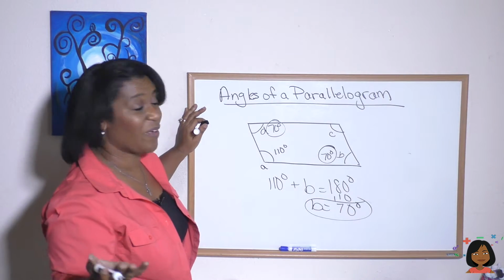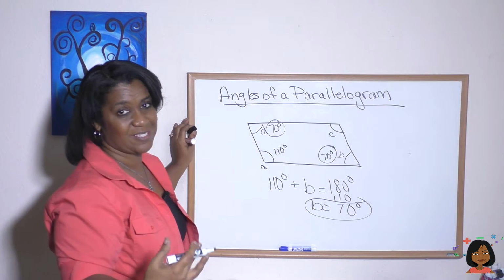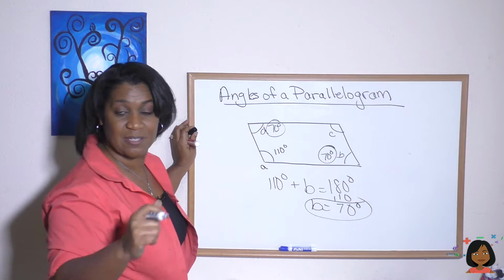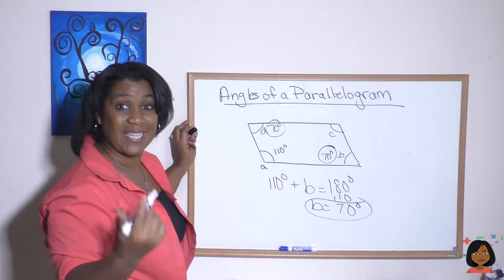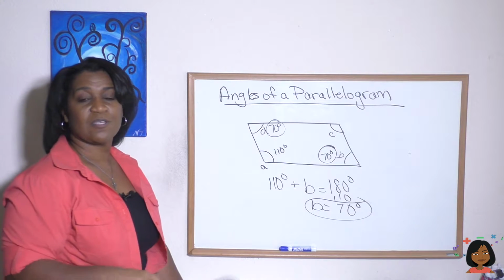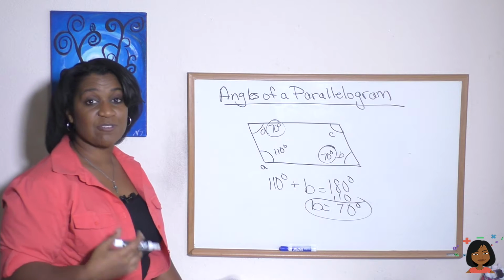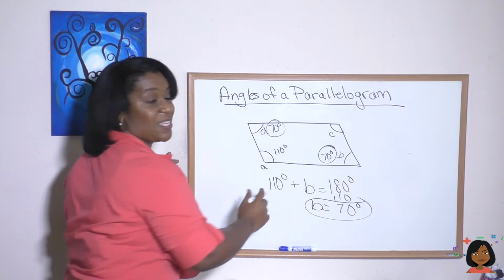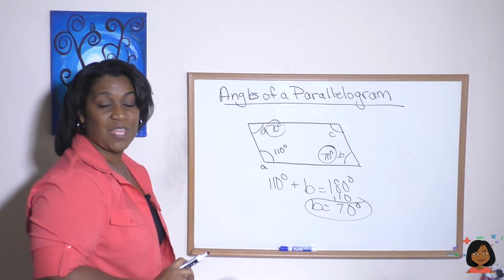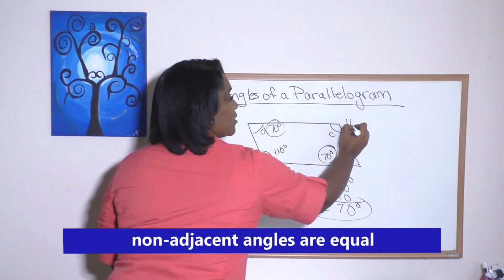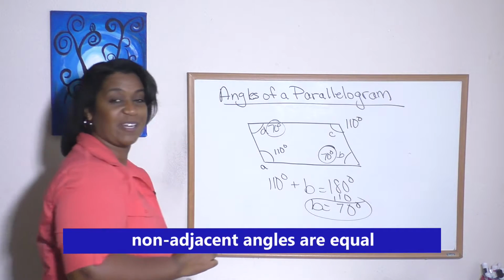Well, there's a couple of ways we can find out what C is. There's another rule with parallelograms that non-adjacent angles will equal each other. So what is a non-adjacent angle to angle A, which is 110 degrees? The only one that's non-adjacent is angle C. It's across from it. So it means that they will equal each other. So C equals 110 degrees.